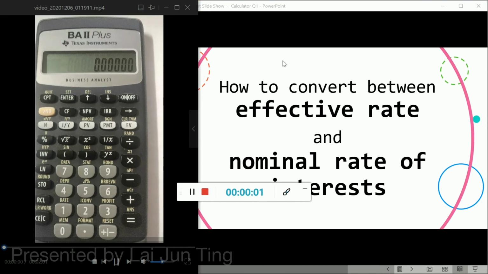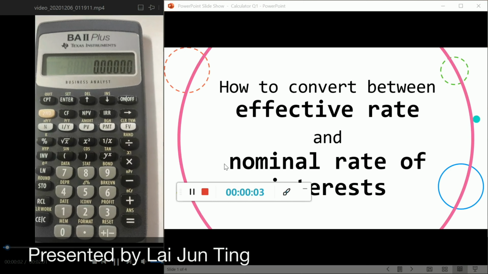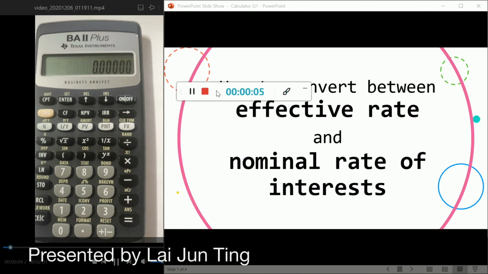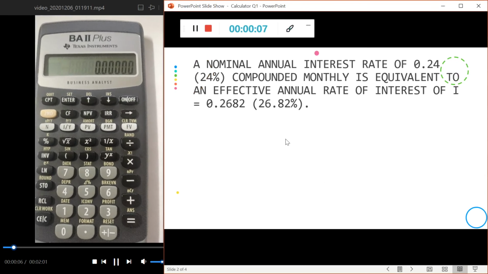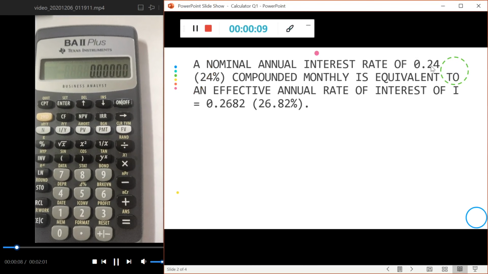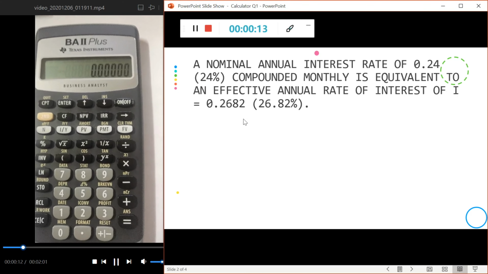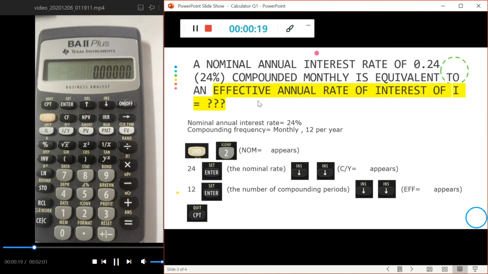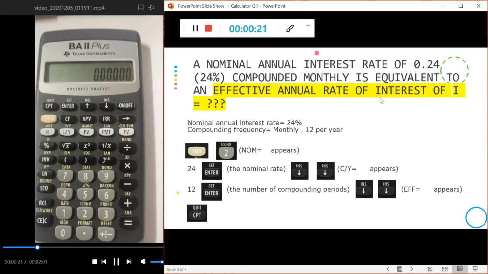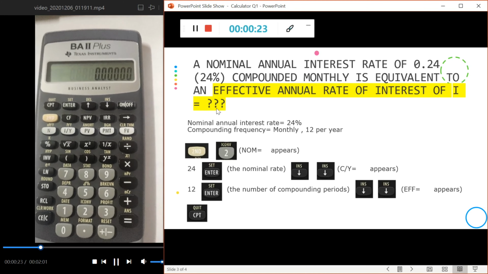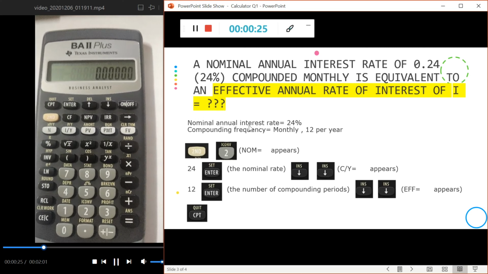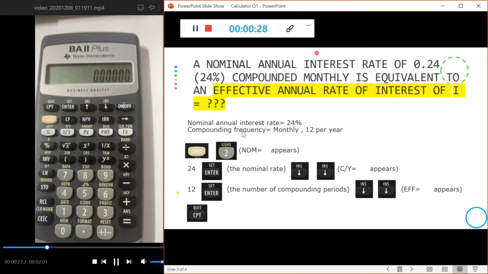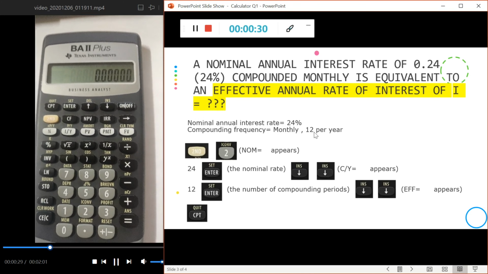How to convert between effective rate and nominal rate of interest. So we have a nominal annual interest rate of 24% compounded monthly, which is equivalent to an effective annual rate of interest of 26.82%. So let's assume that we don't know the effective annual rate of interest. We have the nominal annual interest rate of 24%, compounding frequency of monthly, 12 a year.